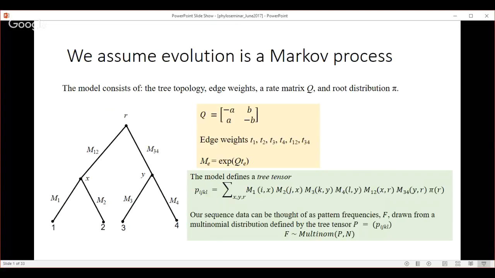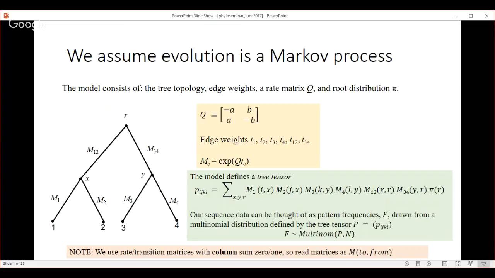In the picture on the other slide, I drew an actual sequence alignment heading into this black box, but you could also just as well think of that as being a draw of frequencies of pattern counts that's come from a multinomial distribution that's defined by this tree tensor. So multinomial with capital P, which I'm going to use for this tree tensor, so all my pattern probabilities, and say n different independent sites.